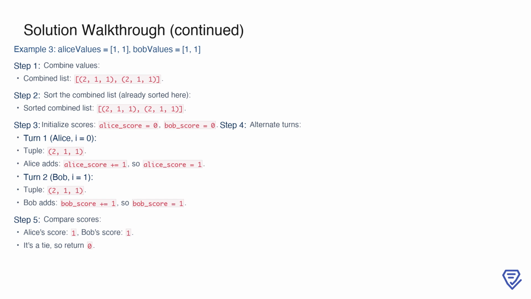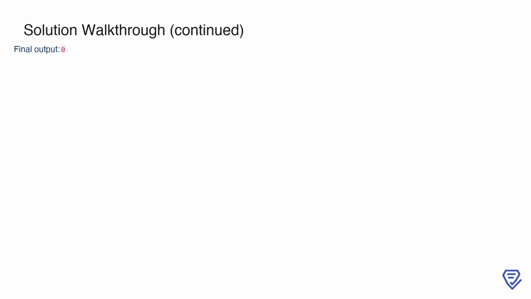During the first turn, Alice selects the first stone (2, 1, 1), adding her value, 1, to her score, so Alice_score equals 1. Bob then takes the second stone (2, 1, 1), adding his value, 1, to his score, making Bob_score equal 1. After all turns are complete, both Alice and Bob have equal scores of 1. When Alice and Bob's scores are tied, the game ends in a draw, so the function returns 0. This demonstrates how the solution handles cases where the players' scores are equal, reflecting a fair outcome based on the alternating selection process. The final output for this example is 0.